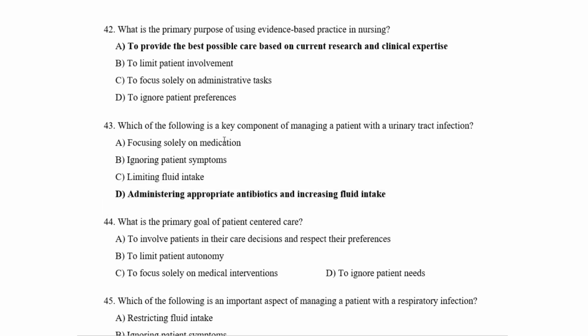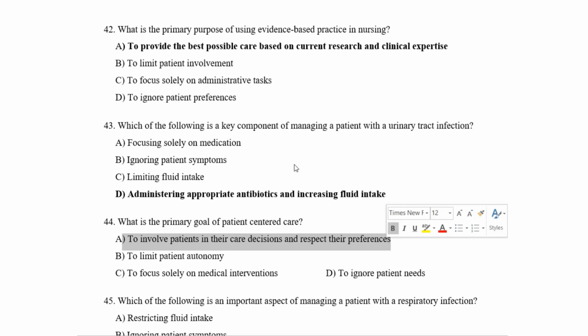Well, similarly let's look at question number 44. What is the primary goal of patient-centered care? Option A, to involve patient in their care decisions and respect their preference. Option B, to limit patient's autonomy. Option C, to focus solely on medication interventions. Option D, to ignore patient needs. The correct answer is option A, to involve patient in their care decision and respect their preference.